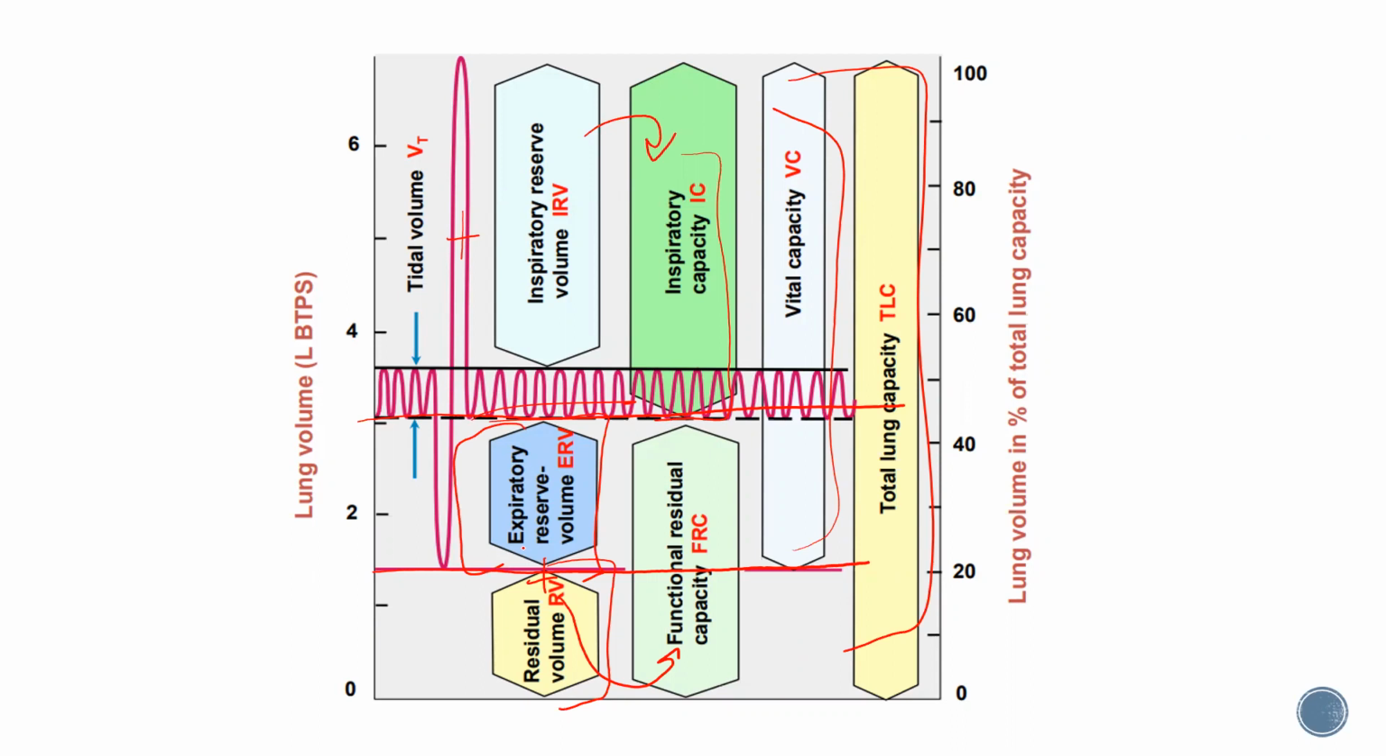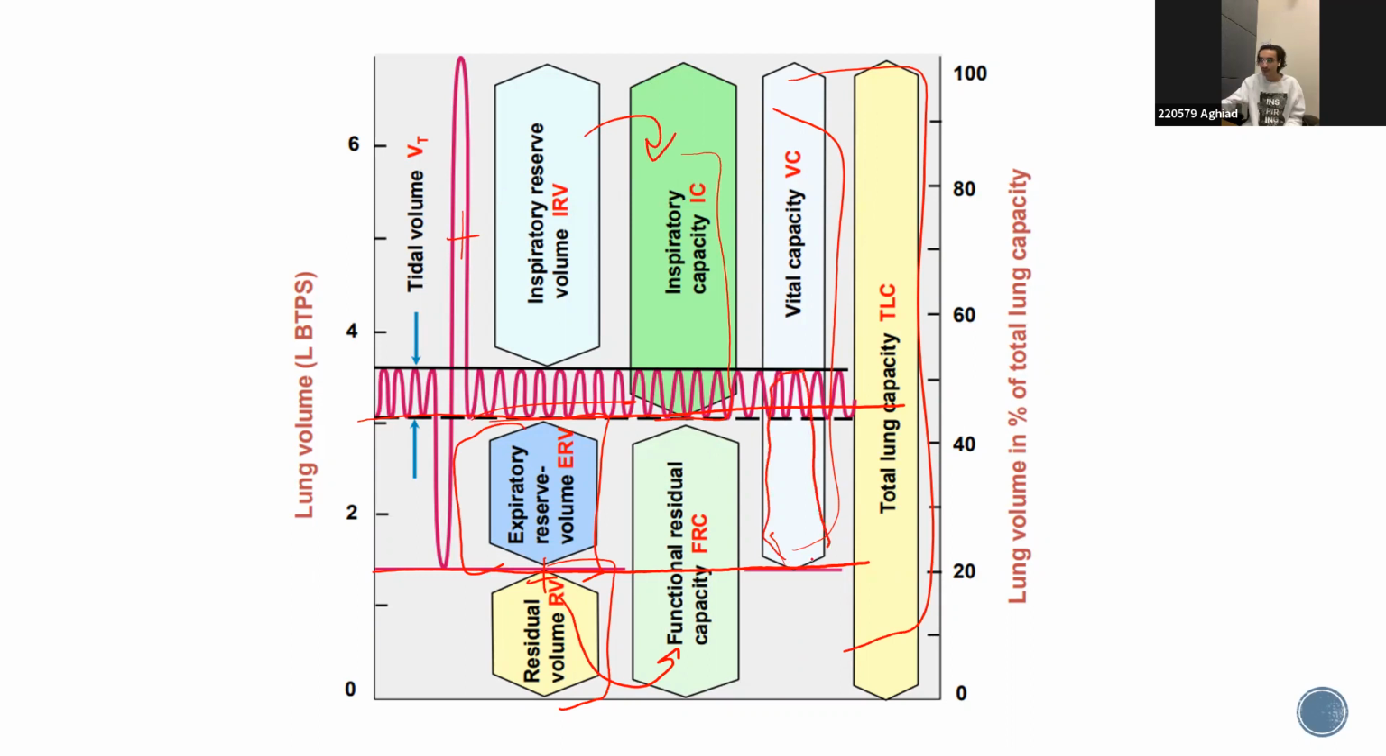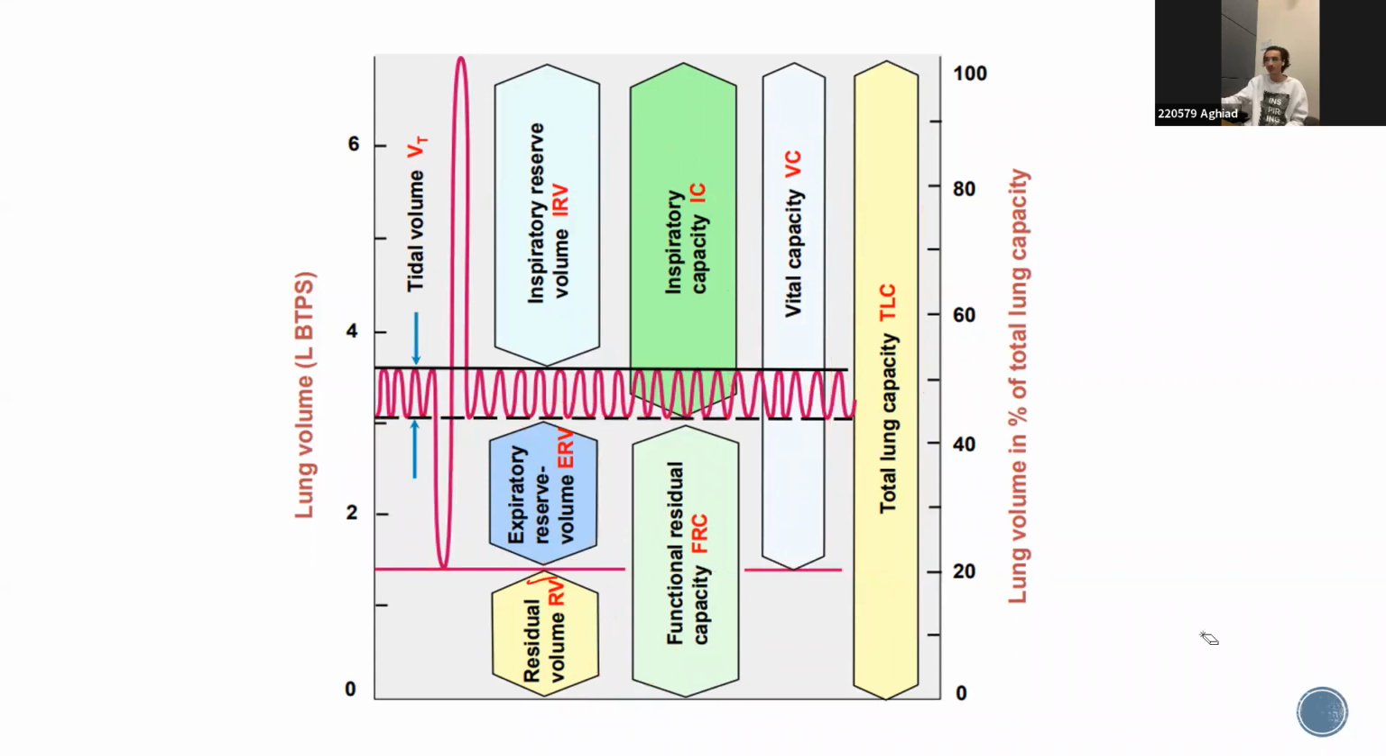It doesn't work like that, you know, just memorize them as is. They all make sense. Residual means remaining. Expiratory reserve volume is the reserved amount of air you can breathe out. You don't usually breathe it out, but you can if you want to.